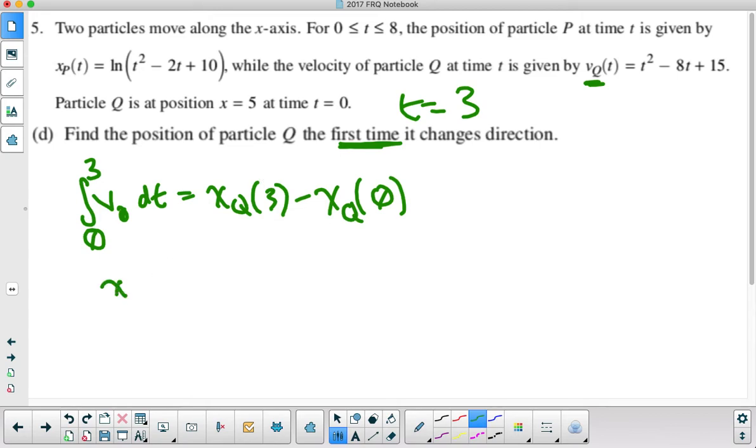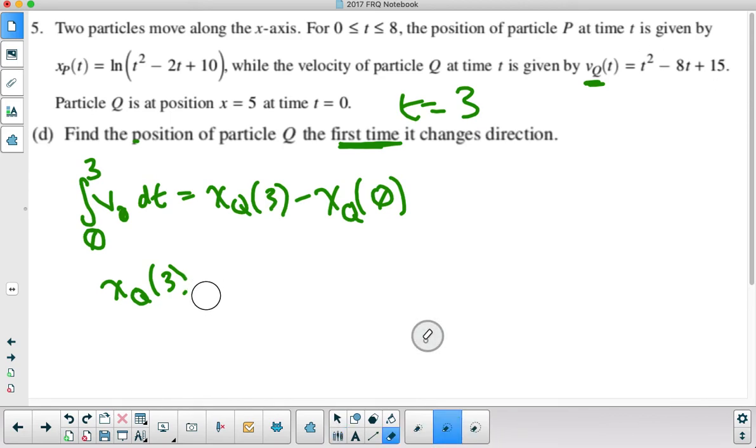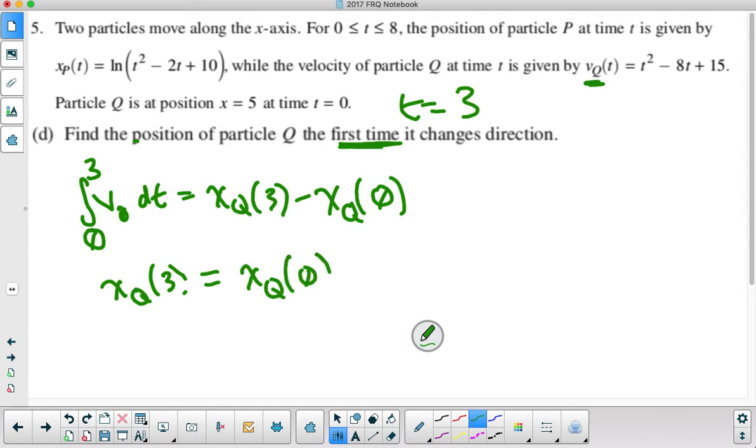So xq of 3 is what we're trying to find. The position the first time it changes direction. That's what we're looking for. Okay, so xq of 3 equals, I'm going to add the xq of 0 over to the other side, plus the integral from 0 to 3 of our velocity function.